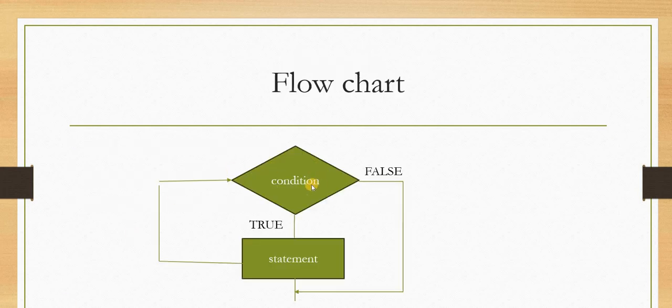If the condition is true, what will happen? The statement given in the for loop is executed continuously. Otherwise, you move out of the statement. This is a flowchart representing the for loop. If the condition is true, the statement is executed continuously. Otherwise, it moves out from the loop.